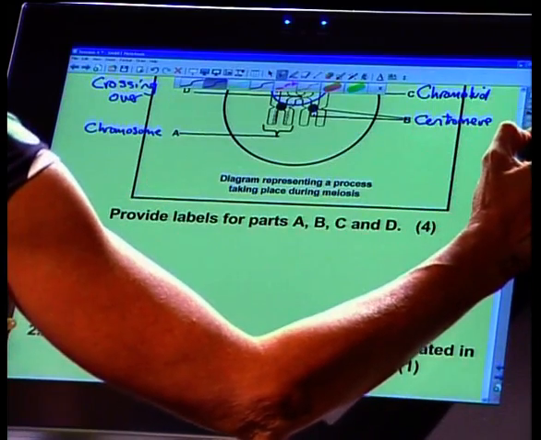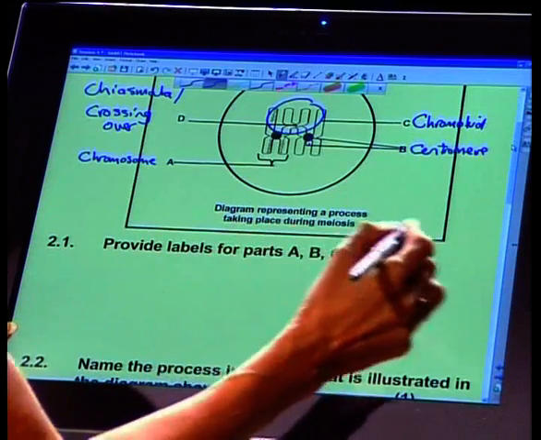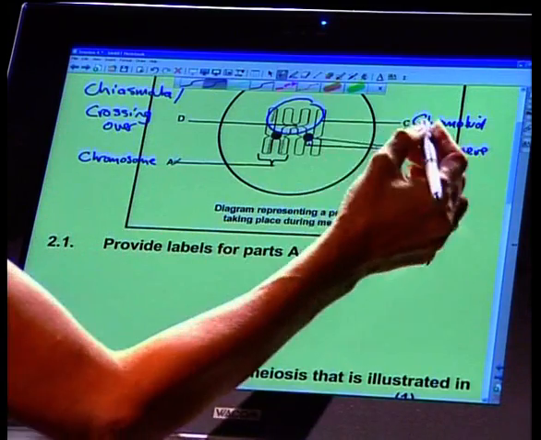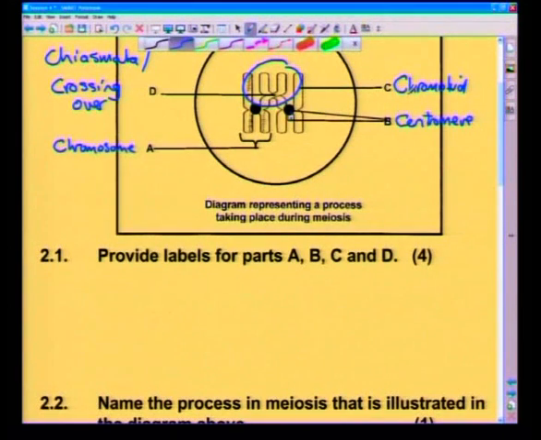All right, so let's just take this up again. And we say, right, first thing that you have to do is provide the labels for parts A, B, C, D. We've already done that. We've said A is the chromosome, B is going to be the centromere, C is the chromatid, and D is going to be the crossing over or chiasma.